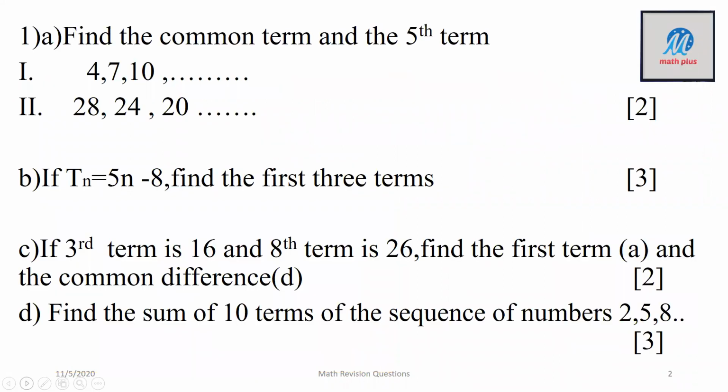Yes, this is my question. The first part, find the common term and the fifth term. I have given two sequences. And the B part, if Tn equals 5n minus 8, find the first three terms. C part, if the third term is 16 and the eighth term is 26, find the first term and the common difference. And the last part, find the sum of 10 terms of the sequence of numbers 2, 5, 8. Let's move to the A part.